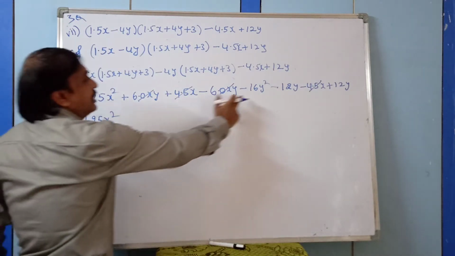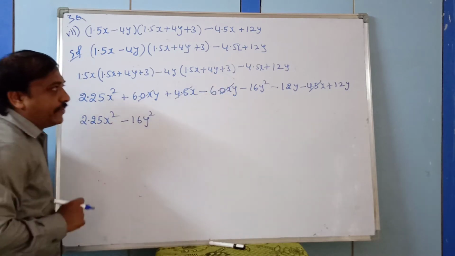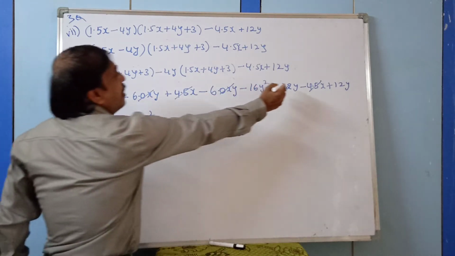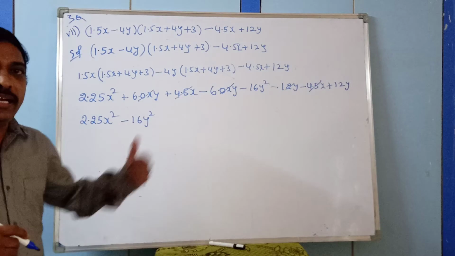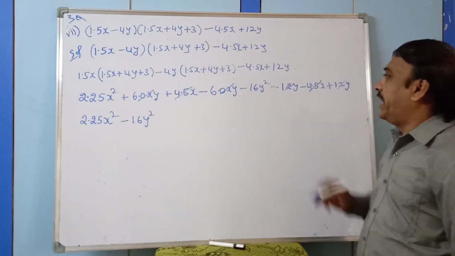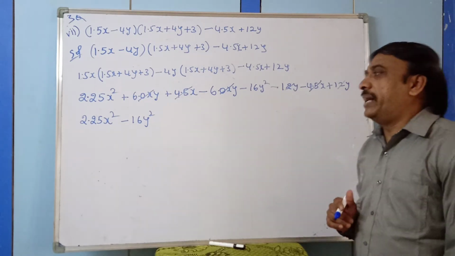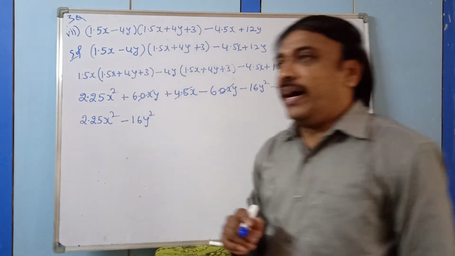Then what terms do we have here? Minus 16y square. We don't have any like term for that. Then again what we have? Minus 12y, and on that side, last one, you have plus 12y. So what is the result you got finally? 2.25x square minus 16y square.